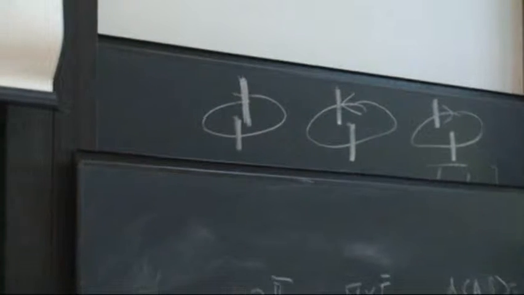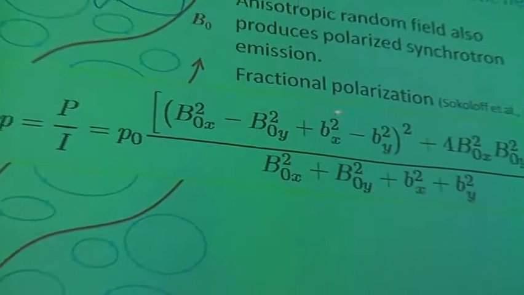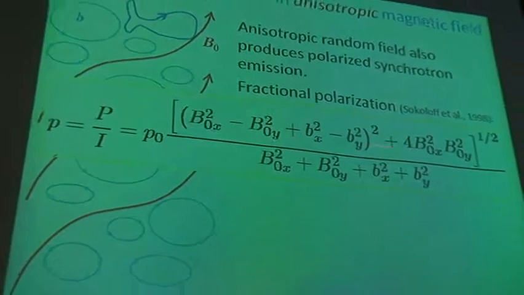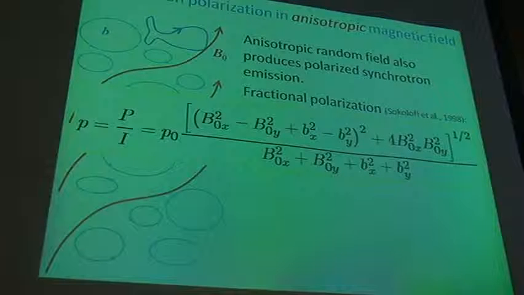Then, the degree of polarization depends both on the small-scale field and the large-scale field. The formula looks much less attractive than the previous one, but it's okay like this. So, I decided to mention this because this fact was known since a long time ago. But only very recently, we started appreciating that this polarization coming from the anisotropy of random fields can indeed be significant enough to produce very noticeable polarization.